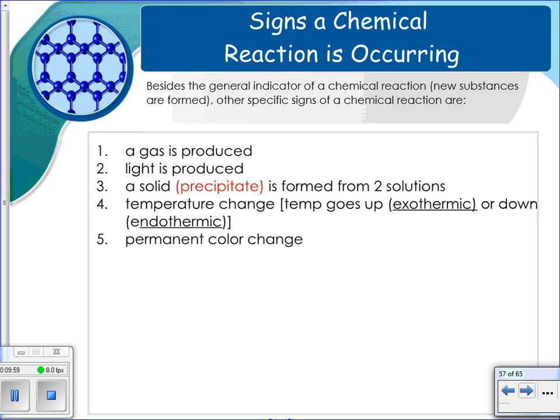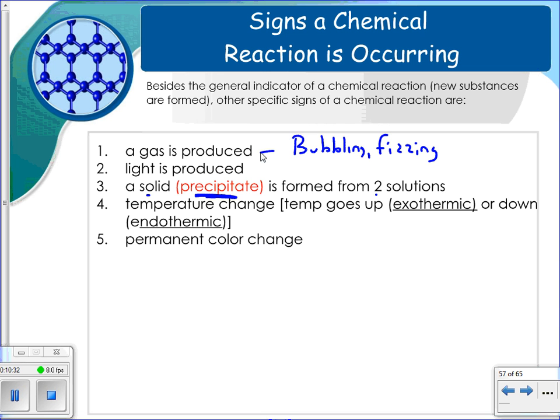Okay. These are the indications that a chemical reaction has happened. We expect you to know this. A gas is produced. How would you know that? You could see bubbling, fizzing. If it's a colored gas, you may be able to see it. If there's a distinct smell, you might be able to smell it, but you would do that more rarely. Light is produced. A solid precipitate is formed from two solutions. We expect you know what a precipitate is. It's a solid formed from two solutions.